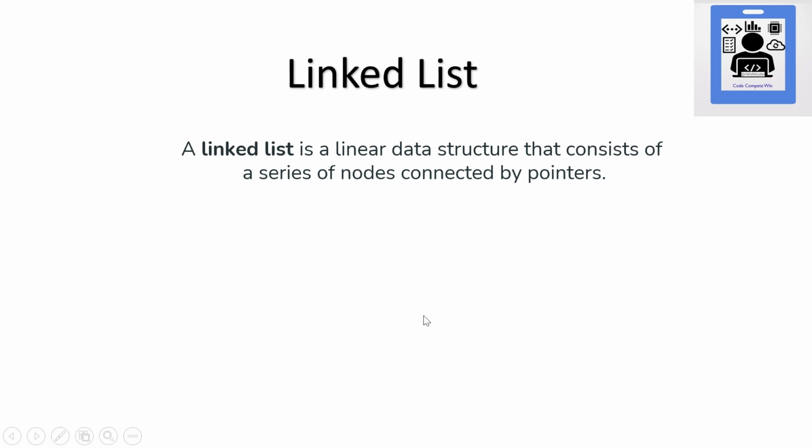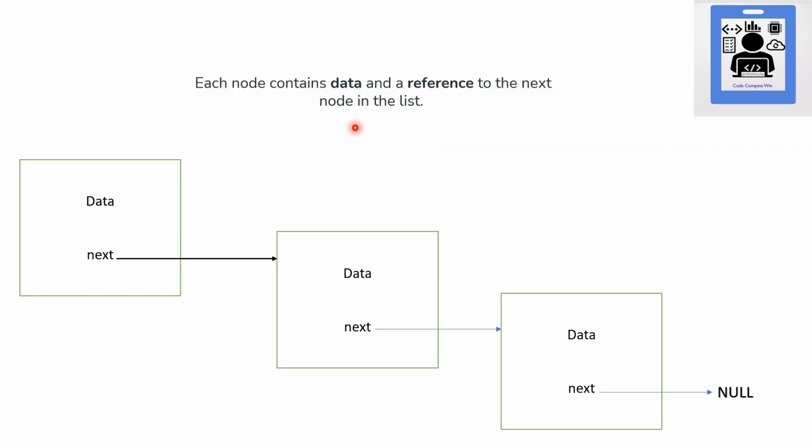Hi everyone. Today I'm going to talk about linked list. A linked list is a linear data structure that consists of a series of nodes connected by pointers. Each node contains data and a reference to the next node in the list.